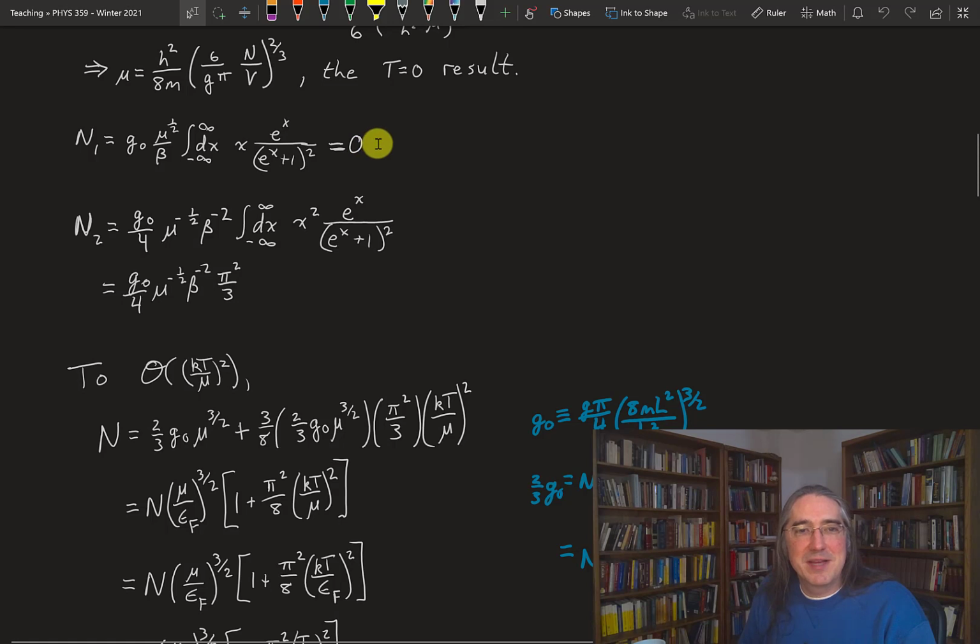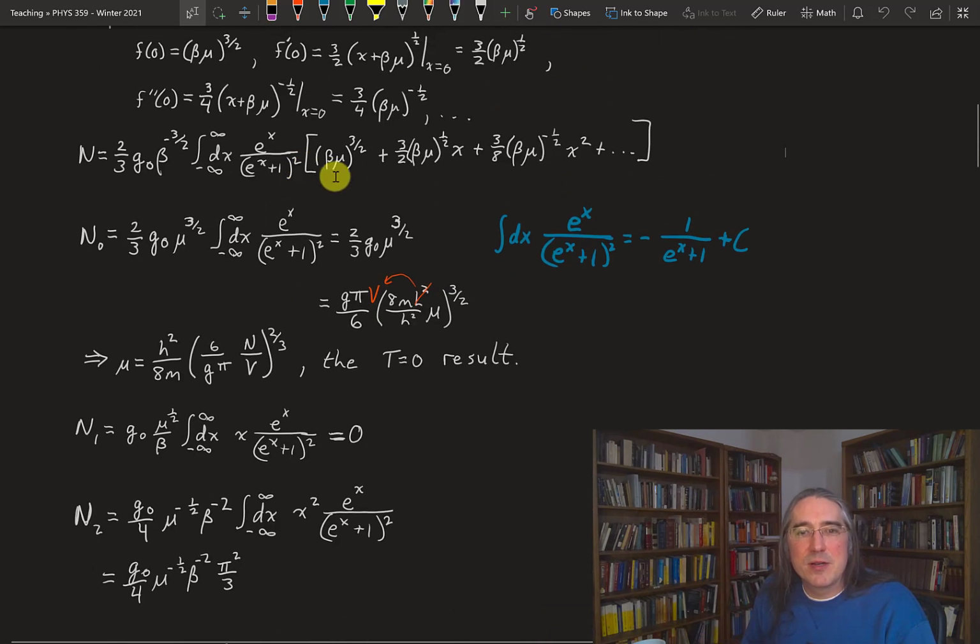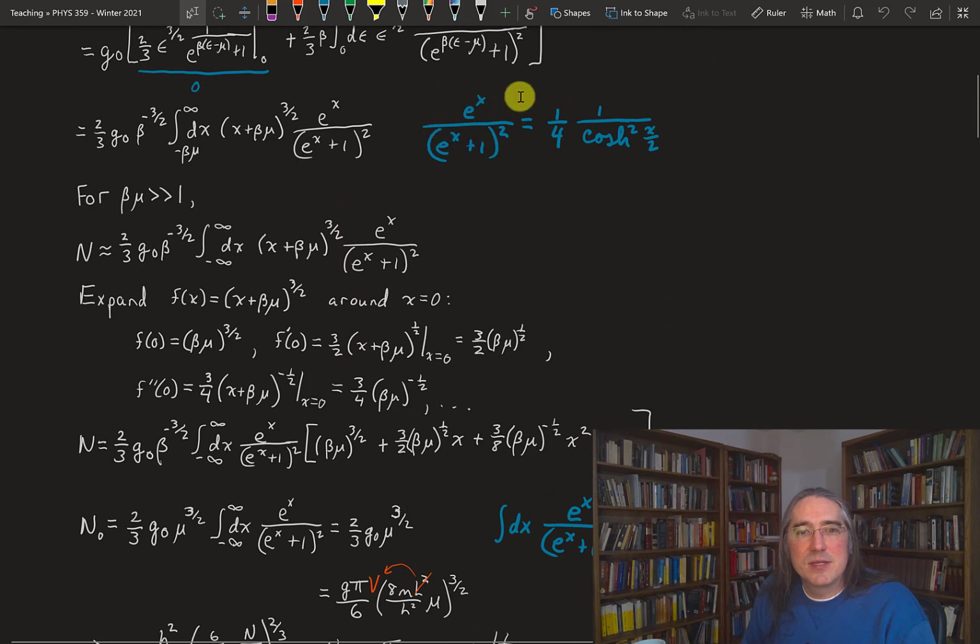Well, that integral was easy. I just wrote that it was 0. What's going on? This expression is even. And again, if that's not immediately obvious, because the way this is written, it's not manifestly even. Remember what I did up above? This thing equals 1 over cosh squared. Cosh squared is clearly even.